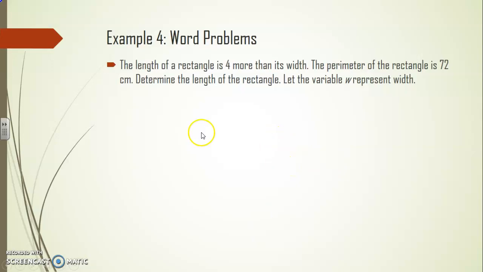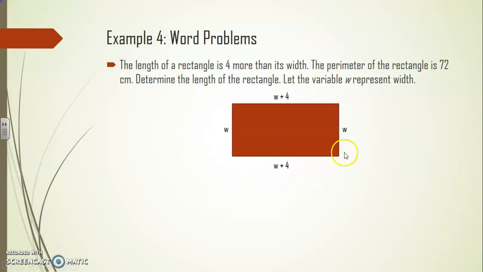So one thing I've noticed is you all tend not to draw diagrams when you have word problems. Highly recommend it. It's the first thing I would do here. So I've got my rectangle with the width labeled w and the length labeled w plus 4. From there, I'm going to set up my equation.